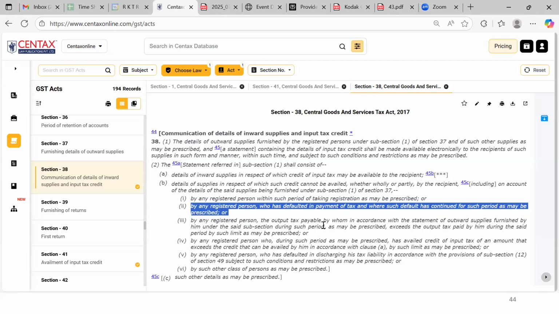One of the things we need to understand here is whether only purchases made within those 6 months are restricted, or whether purchases made earlier will also be restricted. That point also needs to be verified when the rules are made.